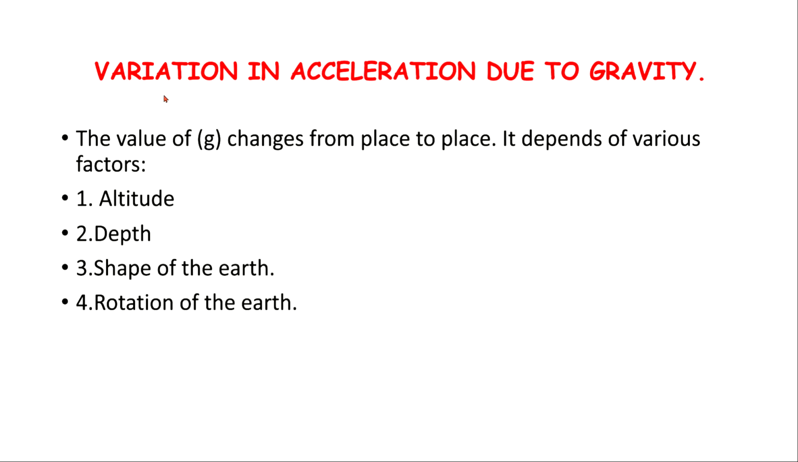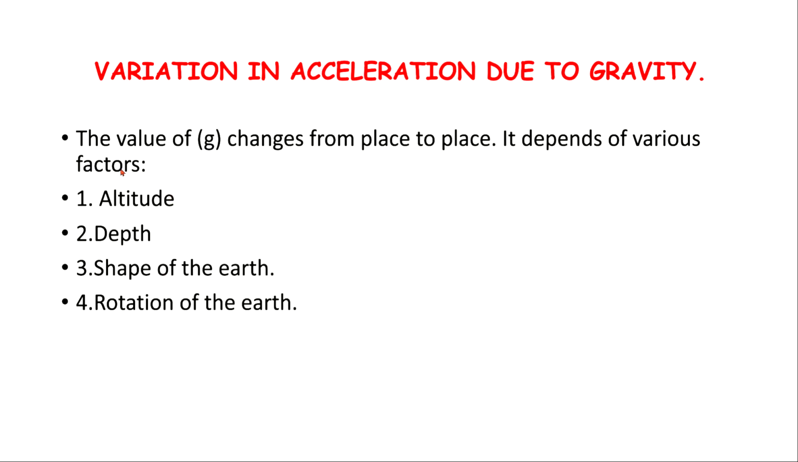Now here in this video, I'm going to explain to you the variation in acceleration due to gravity. You all know very well that the value of small g changes from place to place. It depends upon various factors. First is altitude, second is depth, third is shape of the earth, and fourth is rotation of the earth.